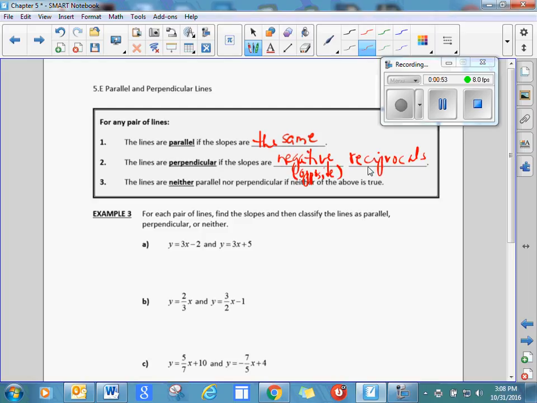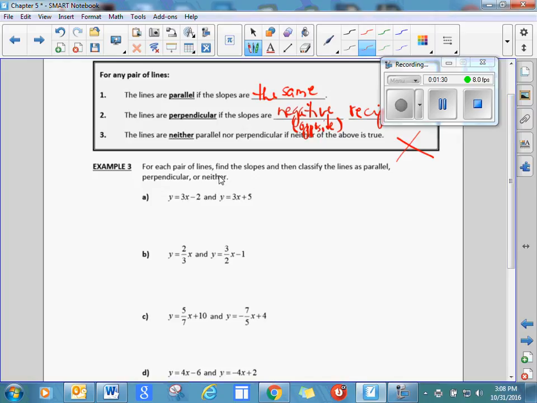If neither one of these are true, if the slopes aren't the same or the slopes aren't negative reciprocals of each other, then the lines cross, but they're not parallel and they're not perpendicular. They might look like that. They do not make a 90-degree angle, and obviously they're not parallel to each other. So remember, these are the three scenarios when you've got two lines graphed on the same coordinate plane. They can be parallel, they can be perpendicular, or they can just intersect somewhere along the line. Ha, that's a pun, somewhere along the line.